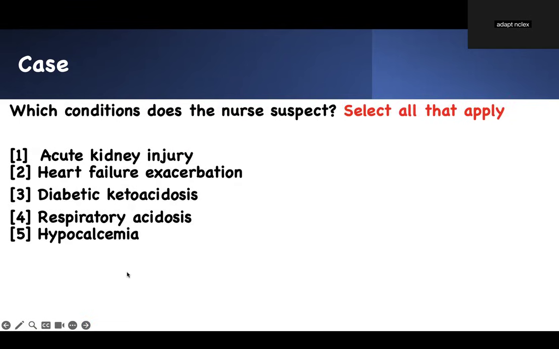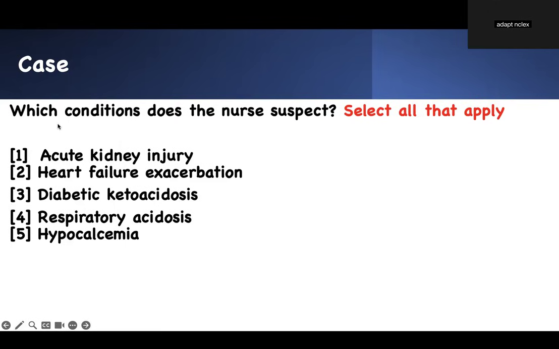Which conditions does the nurse suspect? This is where I want you to take the lab values and use them to answer the question. Why would the patient have acute kidney injury? Heart failure exacerbation? Why would the patient have DKA? Why would the patient have respiratory acidosis? Why would the patient have hypokalemia? Is this all related to the case? Do you see that this is part of the case that we saw?